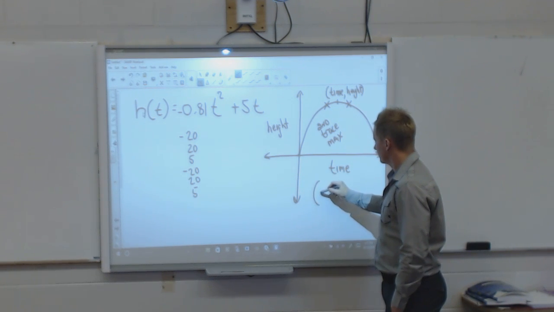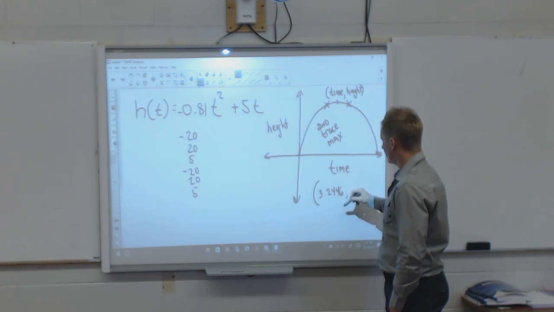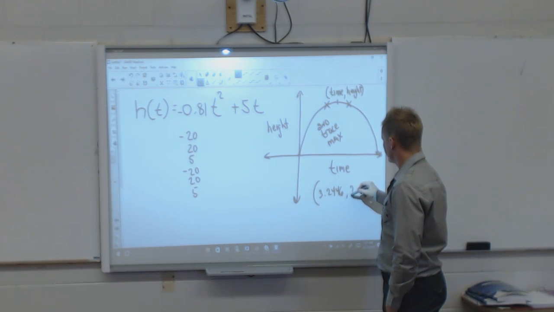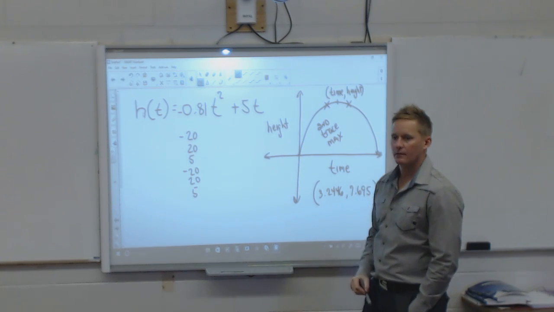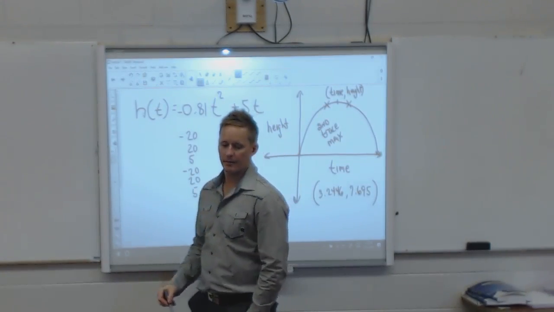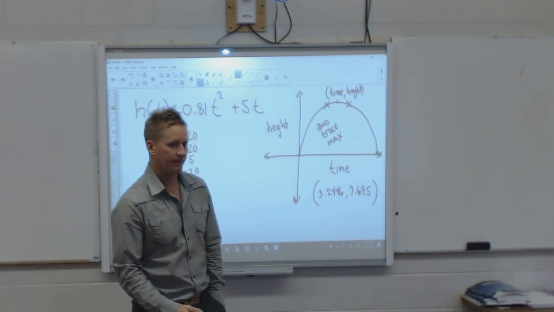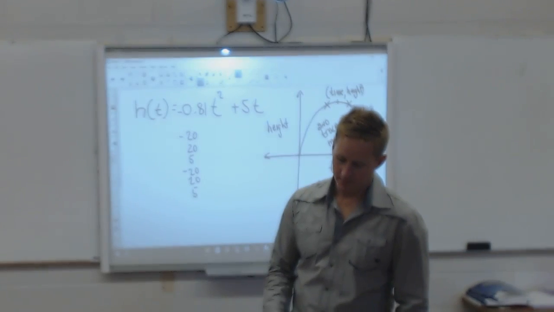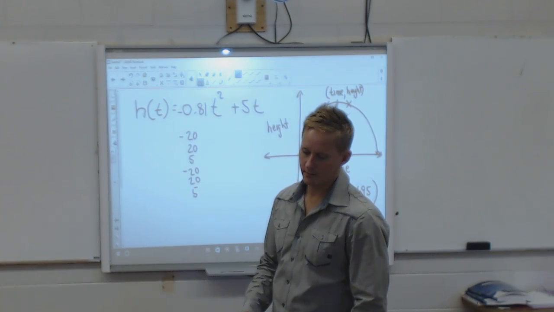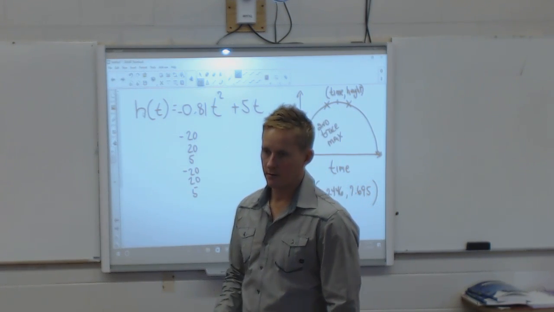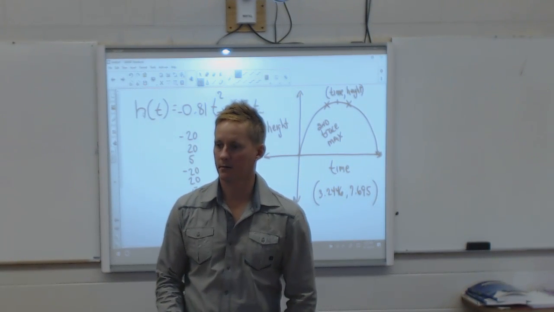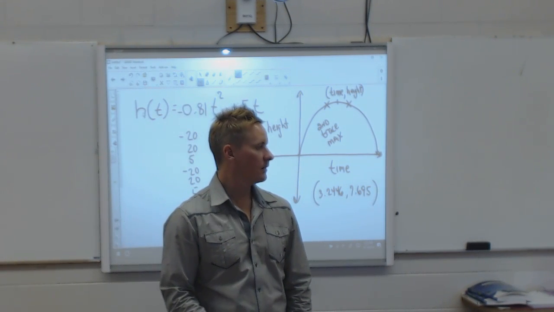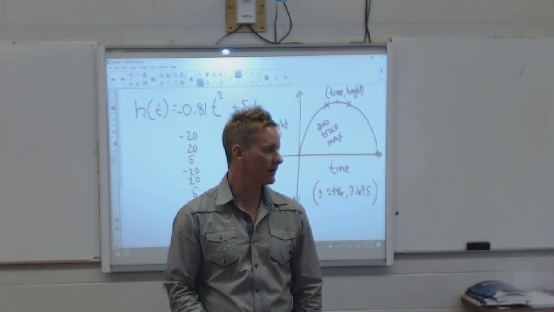X equals 3.2446, and Y is 7.695. Anybody else get that? Yeah, 3.086 and then 7.717. Okay. I got 3 and 7.8. More specific. Okay. Yeah, we'll get that to you in a second.